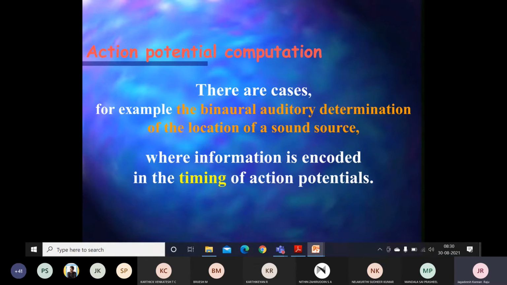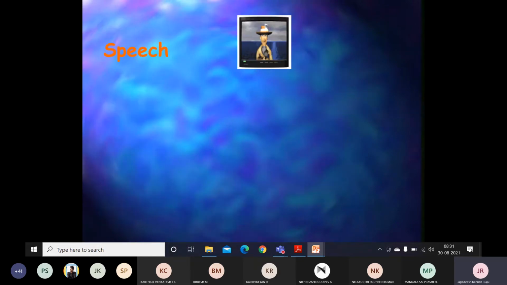So it will be a little bit delayed, maybe a millisecond or maybe a microsecond, because it travels from left to right, so first it will be observed by the left ear rather than the right ear. If it travels from right to left, first it will be observed by the right ear rather than the left ear. So this is the location of the sound source, where the information is encoded in the timing of the action potentials. The next example is speech.